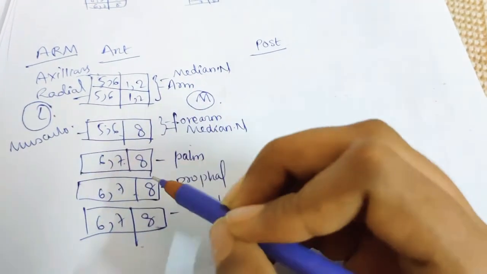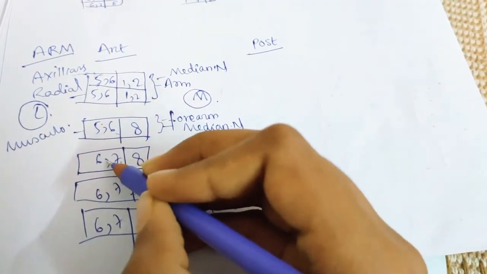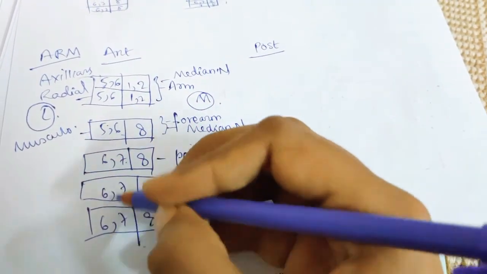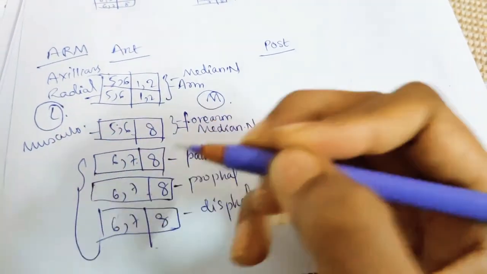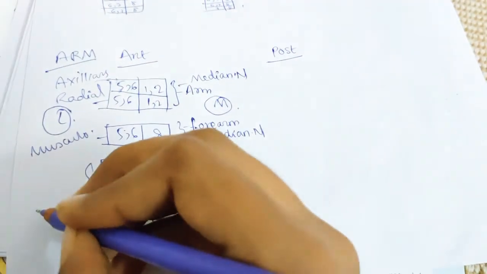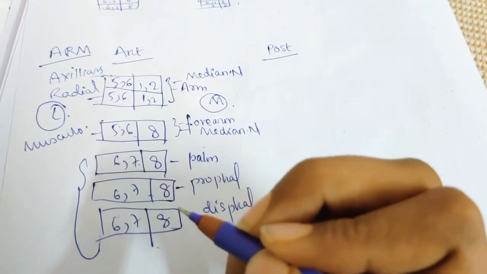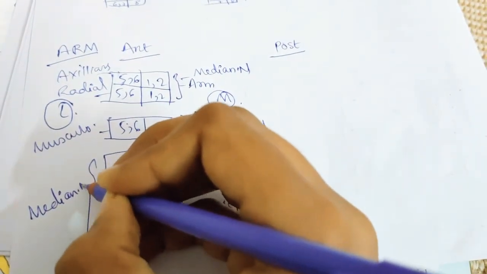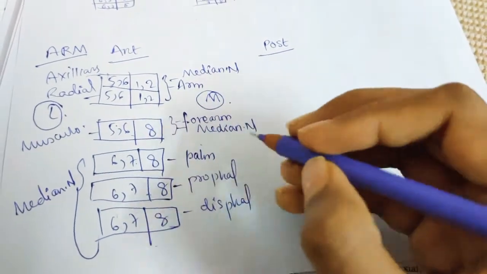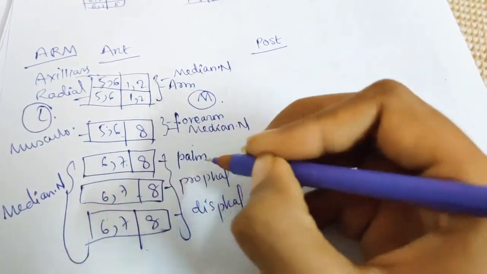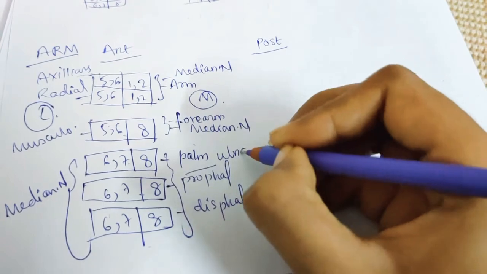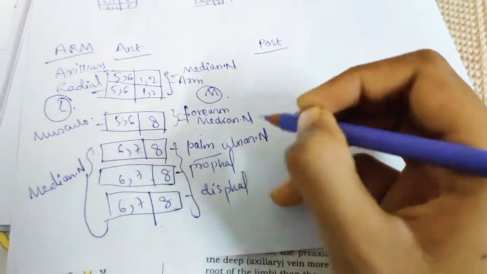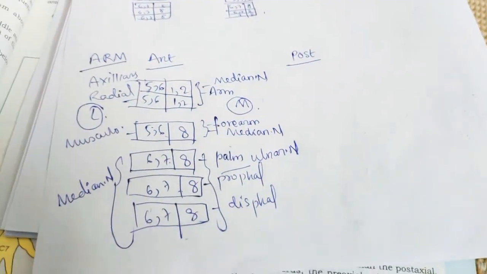Now coming to the median nerve, the median nerve will take a turn in the palm and it will supply the lateral side of the palm. The phalanges are supplied by the median nerve again. So this will be median nerve. And this medial side, the little finger side, is supplied by the ulnar nerve. So these are all the anterior side.